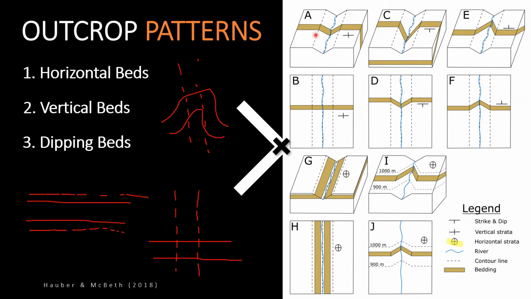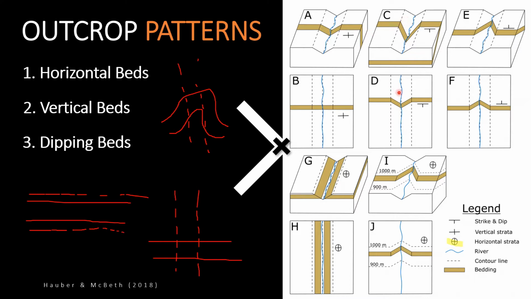As we can see on A and B, it has the sign of a vertical strata or vertical bed. It makes sense because its shape is just straight, right? Also, it cuts across the contours that are represented by the broken lines. So it makes sense that it is a vertical bed.